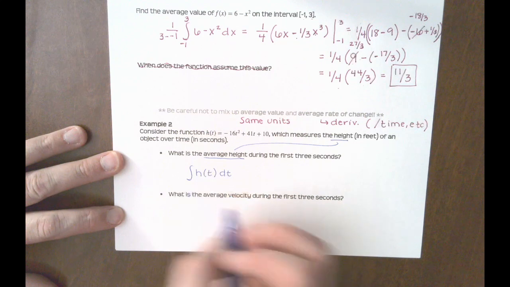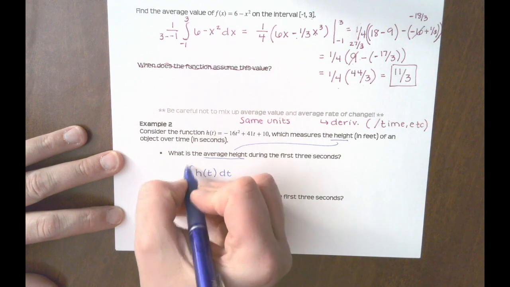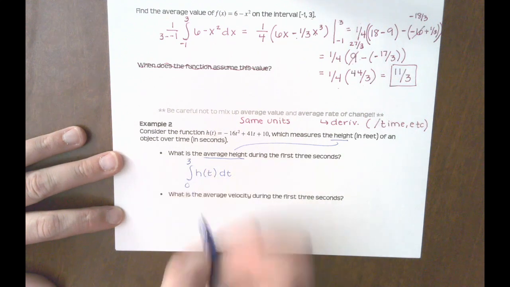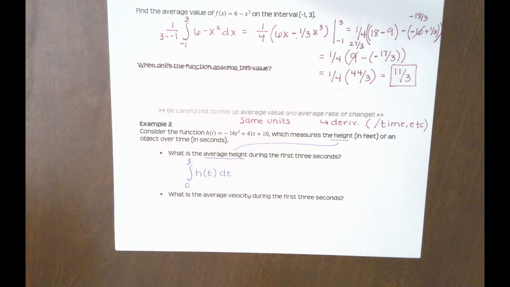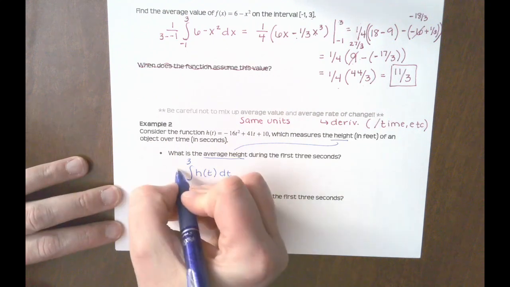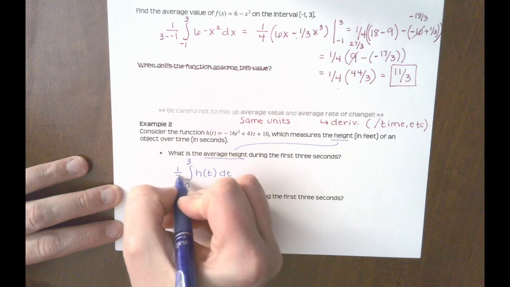So again, the reason I have to do this integration is I could find the height at 1 second and at 2 seconds and at 3 seconds, but there's heights in between there, right? And I can't possibly add together all of the heights that it hits between 0 and 3 seconds. But integrating does that for me. And then to make it an average, I'm going to divide by 3.